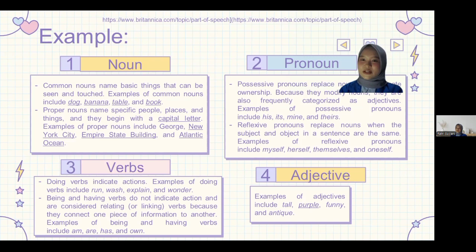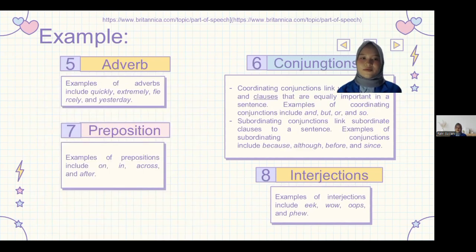Number 4 is adjective. Examples of adjectives are tall, purple, funny, angry, sad, happy. And next, number 5 is adverb. Examples of adverbs are quickly, extremely, yesterday, today, Sunday, Monday.